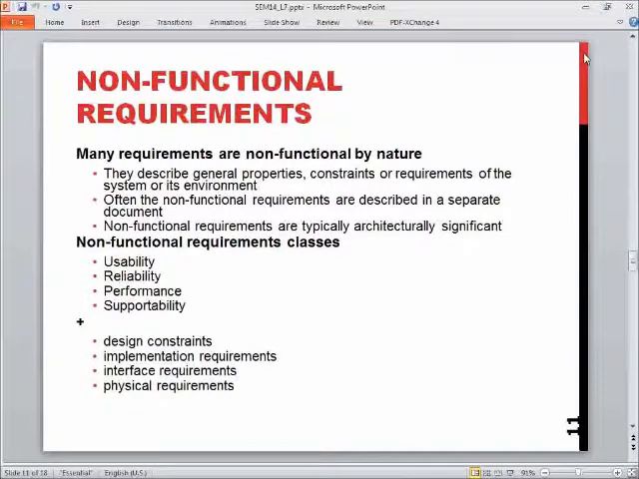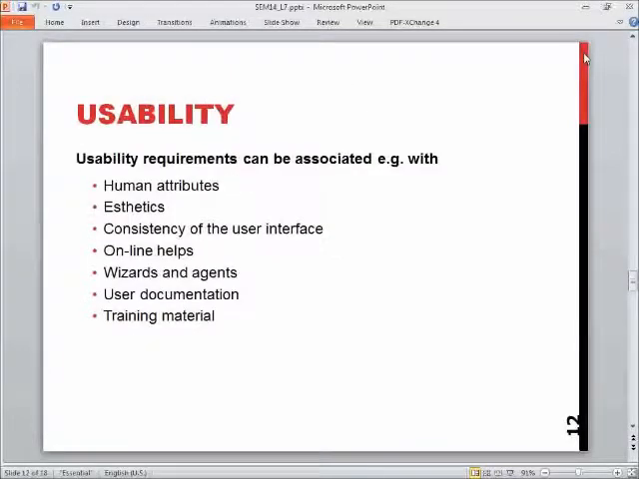So the non-functional part then is everything else. If the functional things are related to the practical things that the system does, the other parts, the U, R, P, and S, and plus in this verbs plus model, of course, are usability, reliability, performance, and supportability. So usability aspects like human attributes, aesthetics, online help, training material, and documentation, of course, fall into the usability category.